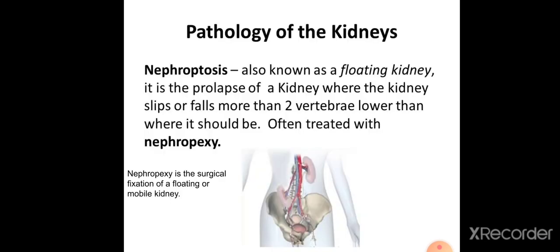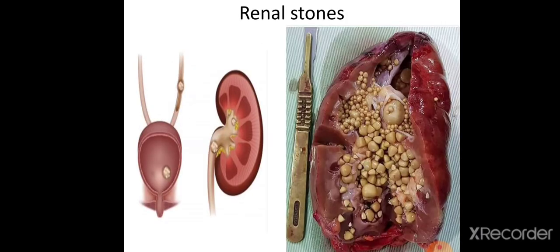Then we have nephroptosis, also known as floating kidney. It is the prolapse of the kidney where the kidney slips or falls more than 2 vertebrae lower than where it should be. It is often treated with nephropexy. Nephropexy is the surgical fixation of floating or mobile kidneys. Then we have the renal stones. Here we can see the formation of crystals inside the kidney.